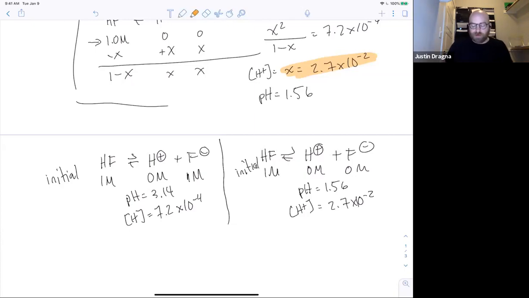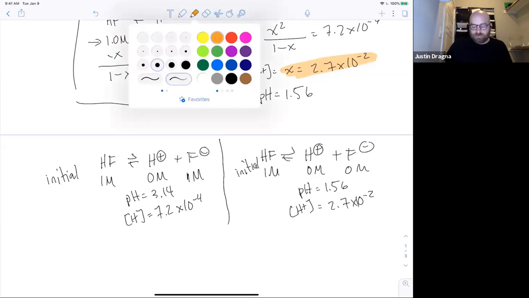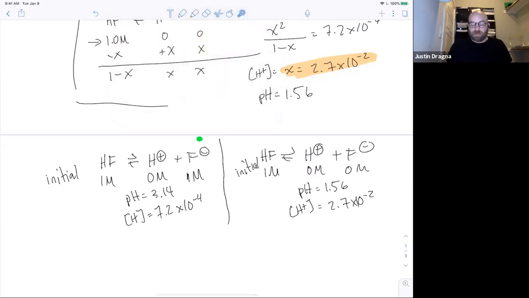So the interesting result here is that if I start with fluoride in solution, I form less H plus than if I start with no fluoride in solution. And so remember when we talked about Le Chatelier's principle, we said that if you add product, what do we expect to happen to the equilibrium? It should shift back towards the reactants. And that's exactly what we're seeing here.